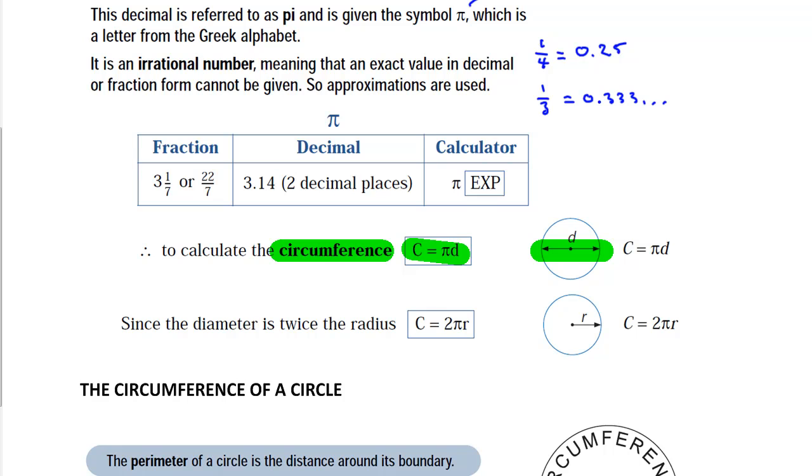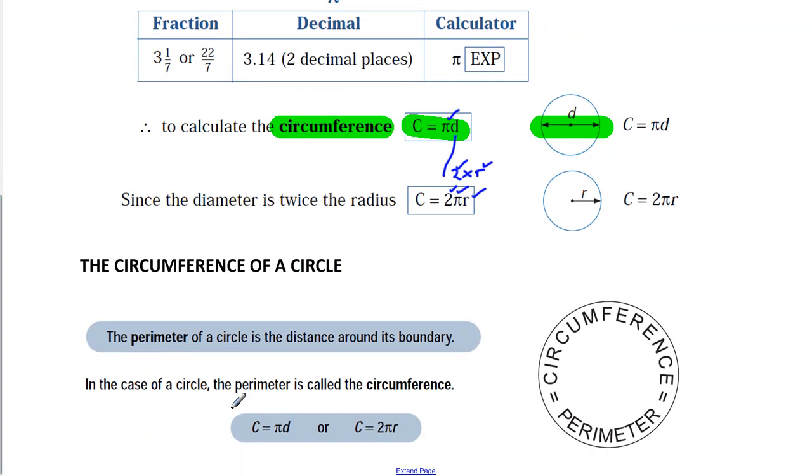Now, the other thing to notice is that the diameter is 2 times the radius. I think you'll know that. Now, if that's the case, then the circumference is also 2 pi r. Why? Well, there's pi, and there's pi. There's 2, and there's the radius. So it's just another way of working out the circumference. Rather than timesing diameter by pi, you just times the radius by pi, but then you have to times it by 2. So let's have a look at some questions on the circumference of a circle.